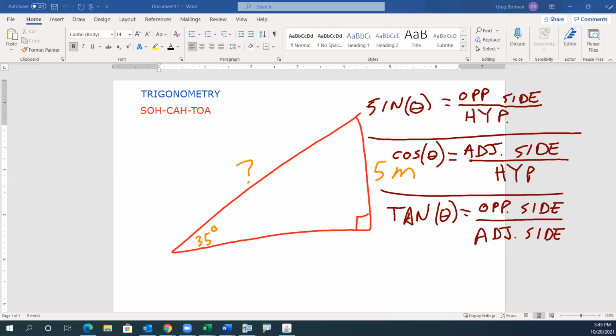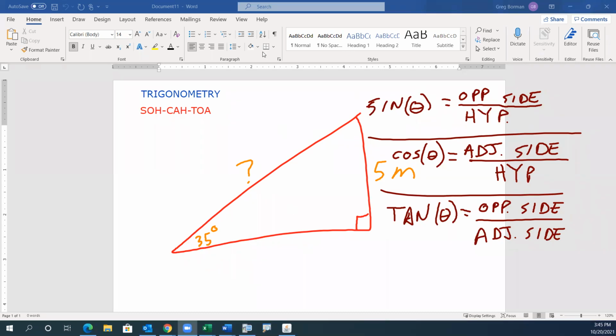So in this problem, relative to this angle, we know the opposite side. So we're going to be working with either TOA or SOH, tangent or sine. We know the opposite relative to this angle, but we are looking for the hypotenuse. So we want something that involves opposite side and hypotenuse. That would be our sine function. So we're going to use this formula right here. That's the idea. So let's try that out on the calculator.